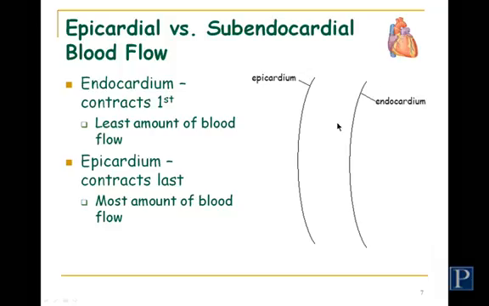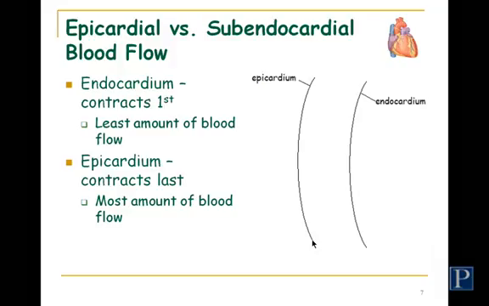You get the least amount of blood flow right here. The reason is the muscle here is the first to contract. And then right on top of it, they'll contract on top. And then out here, they're going to contract and keep compressing down on the blood vessels there in the subendocardium. So the subendocardial blood vessels get the least amount of blood flow during the cardiac cycle. Up in the epicardium, they get the most.